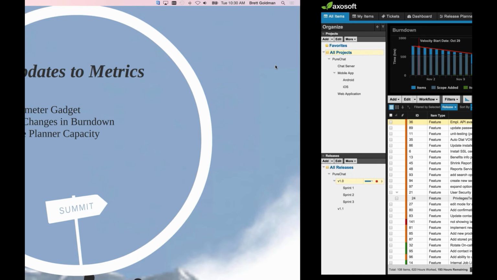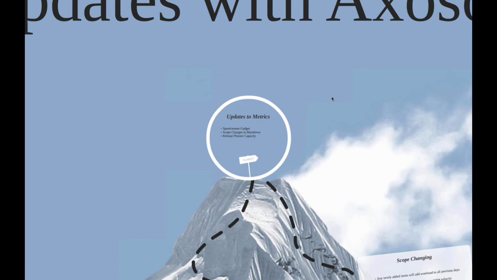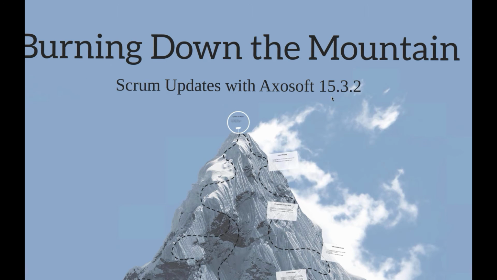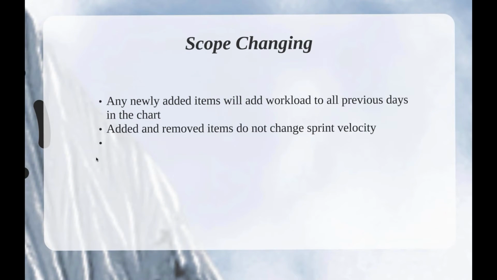Cool. So let me just go ahead, and I want to talk a little bit, or just kind of put some of the things that we were talking about just into actual words. I've got a little dangling bullet there. So the scope changing, any newly added items are going to add the workload to all the previous days that we saw. And anything that you add and remove isn't going to affect your velocity, because your velocity is now truly dependent on how many hours your team is actually logging.